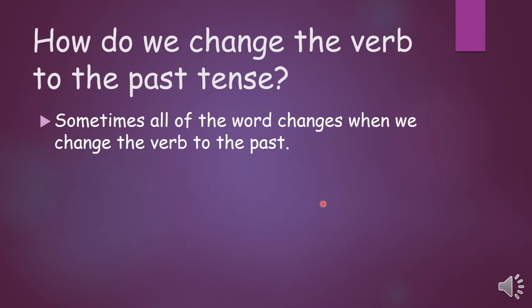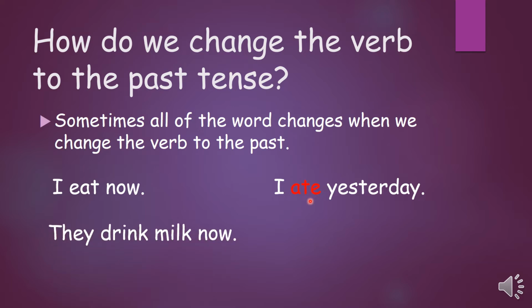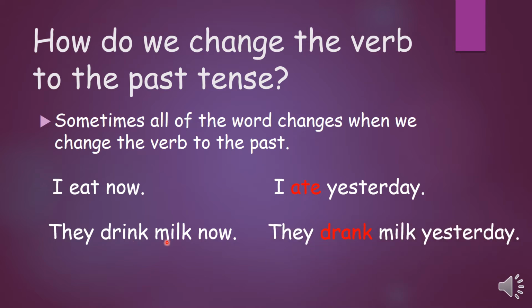Sometimes all of the word changes when we want to change the verb to the past. I eat now. Let's look at the verb eat. It will be I ate yesterday. They drink milk now. The verb drink. They drank milk yesterday. The verb drink becomes drank. These verbs are called irregular verbs.